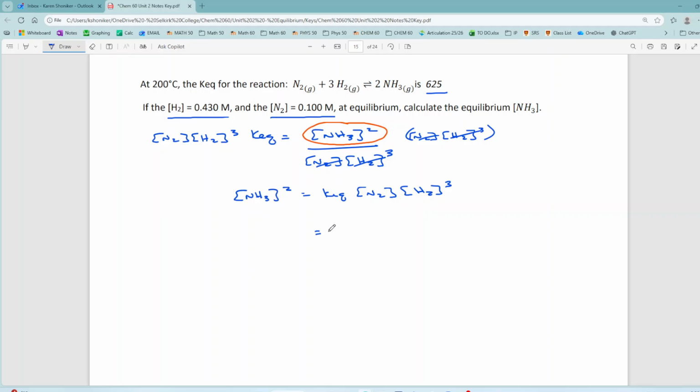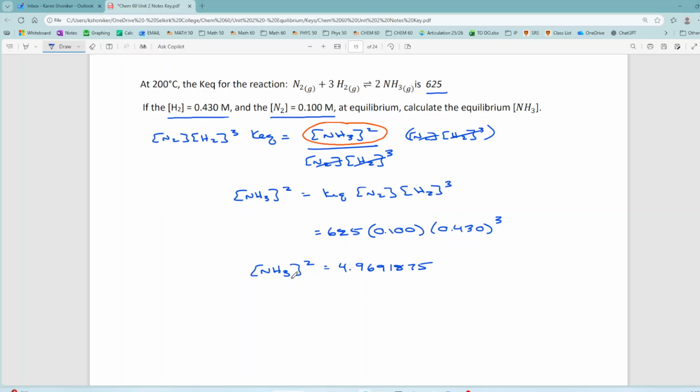So then I'm going to plug in: my equilibrium constant is 625, my concentration of nitrogen is 0.1, my concentration of hydrogen is 0.43 cubed. Awesome. Now, careful, that's not the end. That is my concentration of ammonia squared. So I've got 4.9691875.